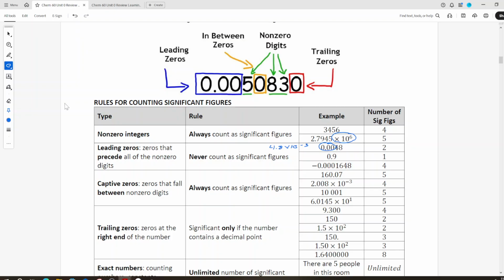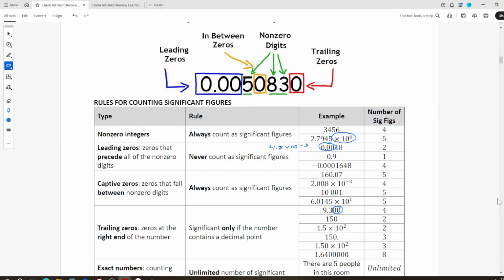Cool. And then the last thing for zeros is trailing zeros, and this is where it gets kind of complicated. Trailing zeros are only significant if the number contains a decimal point. So for example, if you had 9.300, these zeros are significant. This shows that my instrument was reading with a precision of 3 decimal places. My last known line would be a second decimal place, and I'd be estimating the third. So this is 4 sig figs.